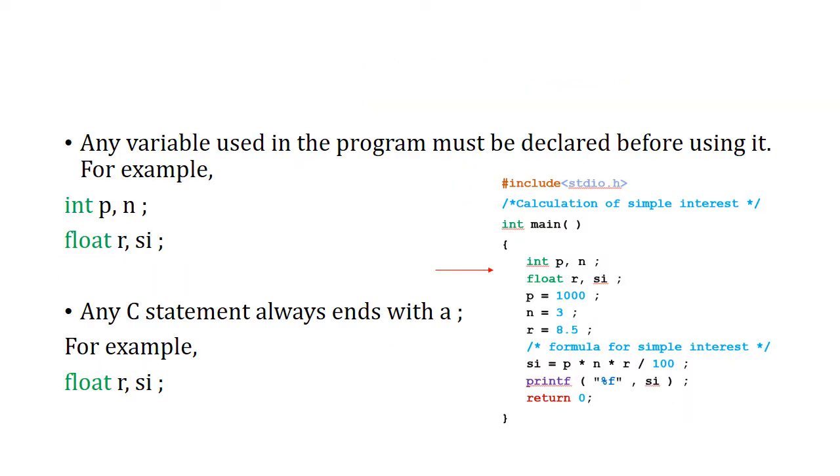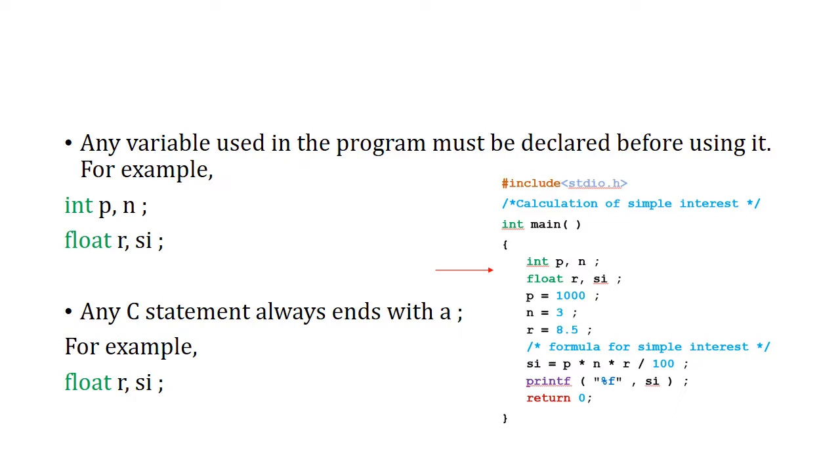Now, in this program which we have written, any variable used in the program must be declared before using it. Right? So, if I want to use a variable for principal, number of years, rate of interest, or simple interest, I should first declare it. So, over here I have declared int p, n for principal and number of years, float r, si for rate of interest and simple interest. After that, I am going to use it in my formula.